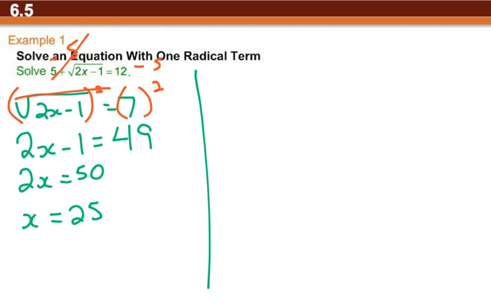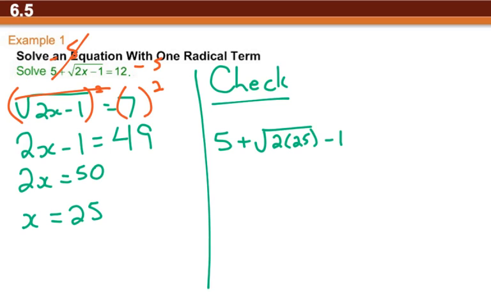Now what we need to do once we get to this point is actually check and make sure that 25 does satisfy the equation. To do that, we take the original equation, we substitute 25 in for x, and we check whether or not the equation works out. That's what the question mark above the equal sign means. You just need to make sure the left side and the right side work out to the same thing.